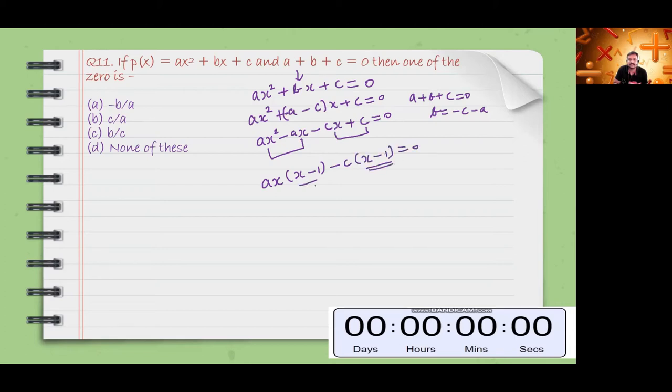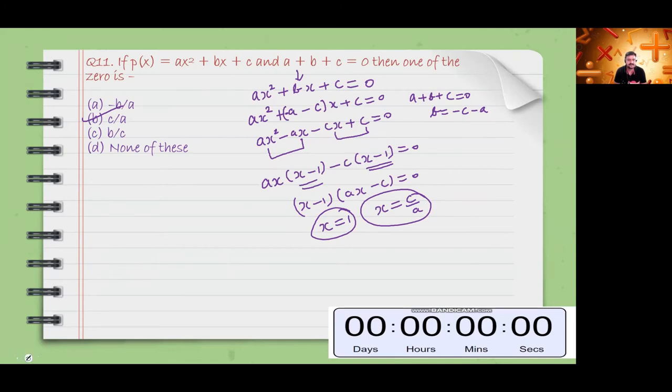Now these two brackets are the same. x minus 1 in the first bracket, ax minus c in the second bracket, which is equal to 0. Independently equate both the brackets with 0. So we will get x is equal to 1 as one of the zeros, and the other zero will be what? x is equal to c by a. Okay. So the answer is option B, c by a. Harsh, Viraj, your answer is correct. Okay. Sarang, your answer is also correct.